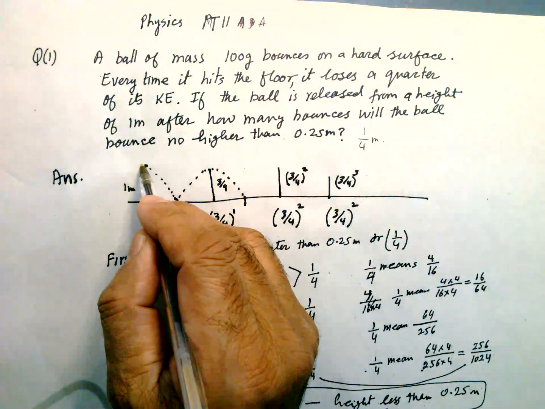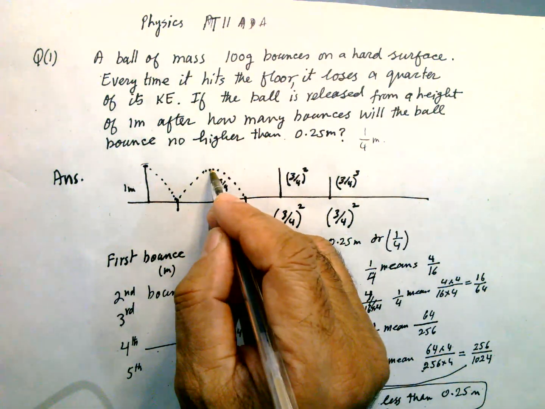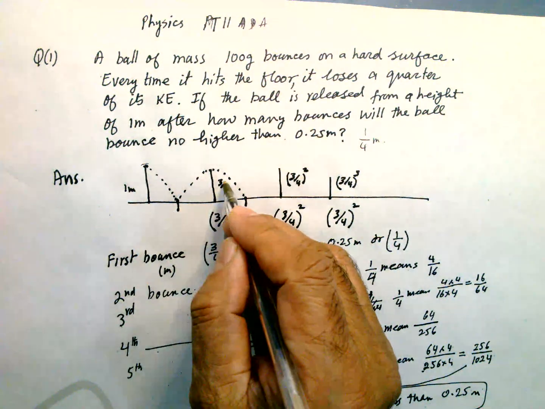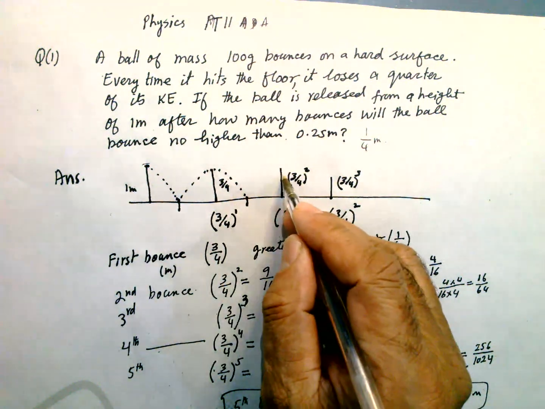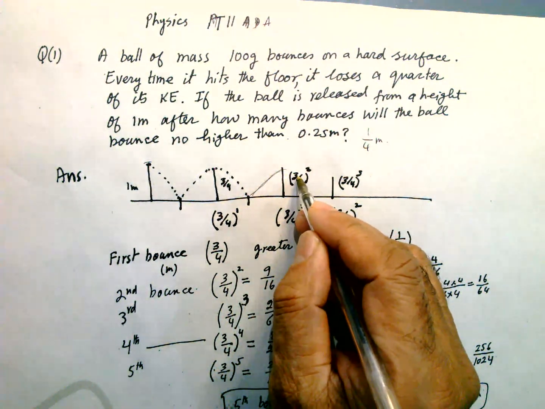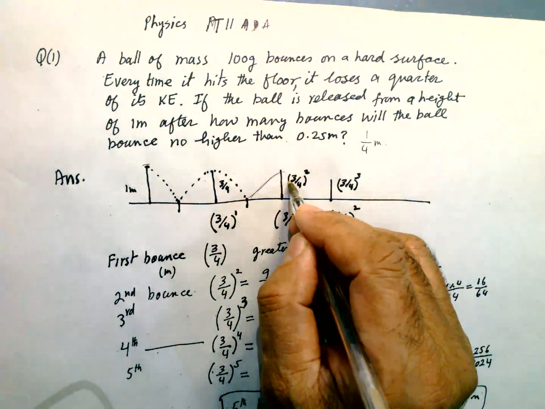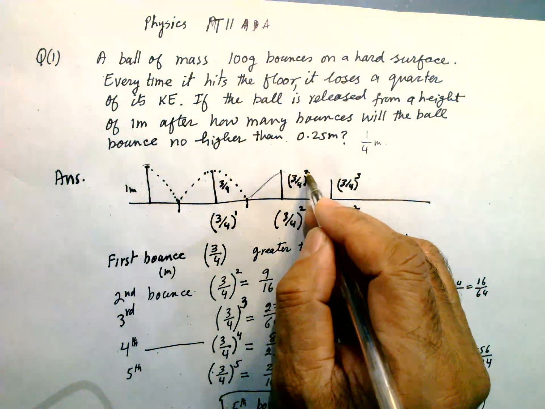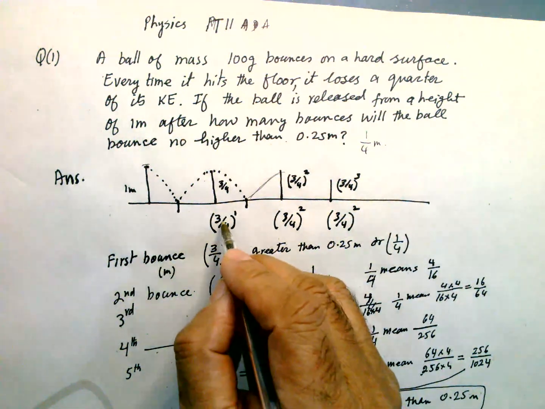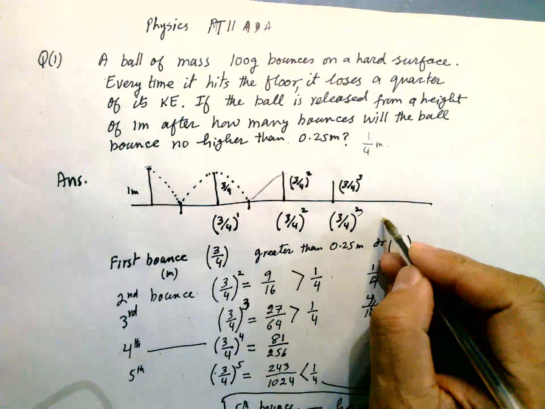So it starts from 1 meter, and this is a bounce and this is the rebound, and then 1/4 is lost, which leaves 3 by 4. This one is a bounce and rebound, and again 1 by 4 is lost. So 1 by 4 lost here, 1 by 4 lost here, that means 3 by 4 raised to power 2, and this is 3 by 4 raised to power 3. So this is 3 by 4 raised to power 1, power 2, power 3, and so on.